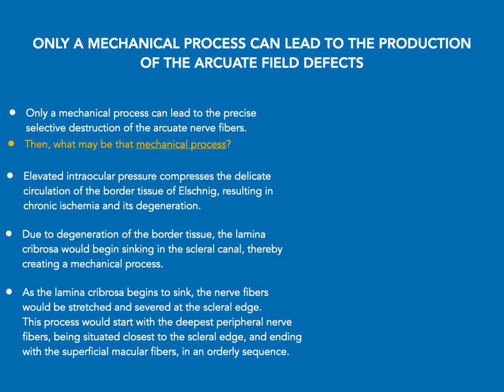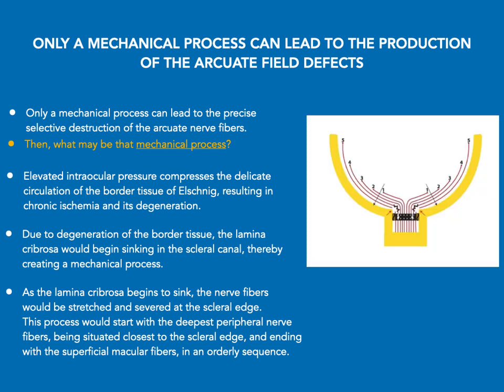This process would start with the deepest peripheral nerve fibers being situated closest to the scleral edge and ending with the superficial macular fibers in an orderly sequence. As you can see in the schematic diagram below, the sinking of the lamina cribrosa, shown in black, results in the orderly exotomy of retinal nerve fibers at the scleral edge.